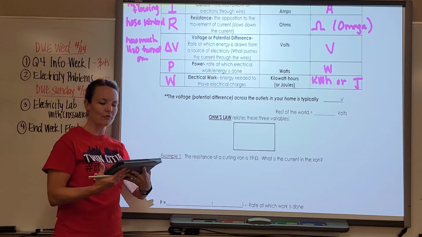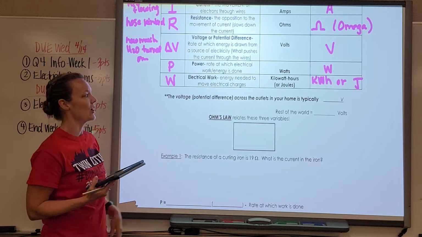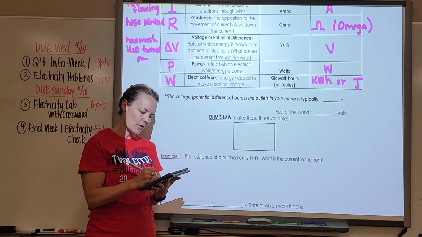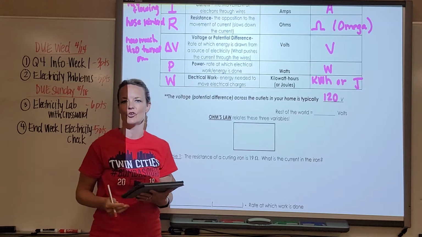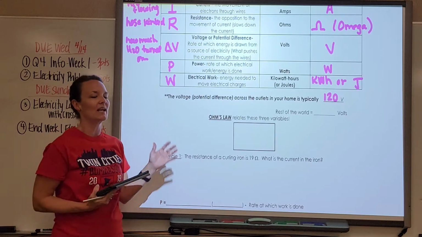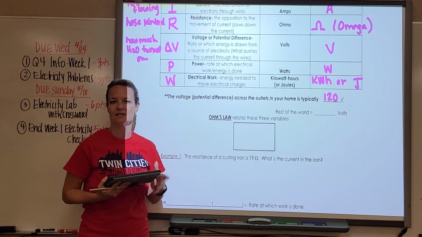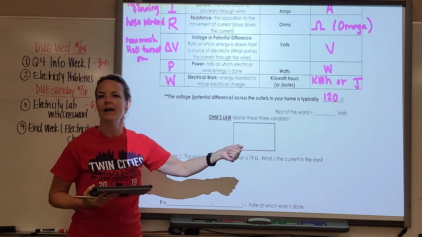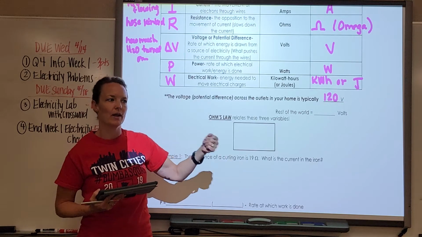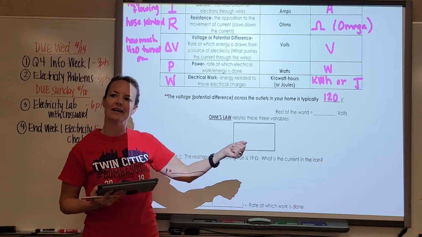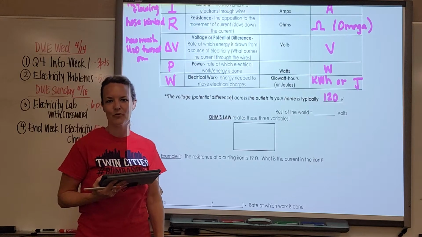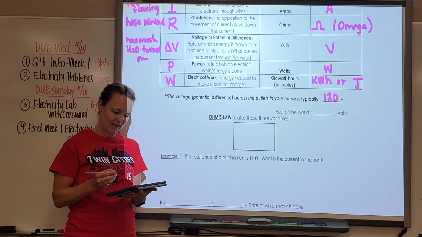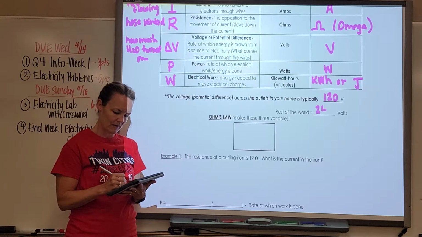Moving on, the voltage or the potential difference across the outlets in your home. When you plug things in, you are getting 120 volts. That is a given. So anytime you have something that's plugged in, you're going to assume that the voltage is 120. Straightener, hair dryer, microwave, anything like that, if you plug it in, you're going to assume that the voltage is 120. The rest of the world doesn't run on 120, it runs on 240.